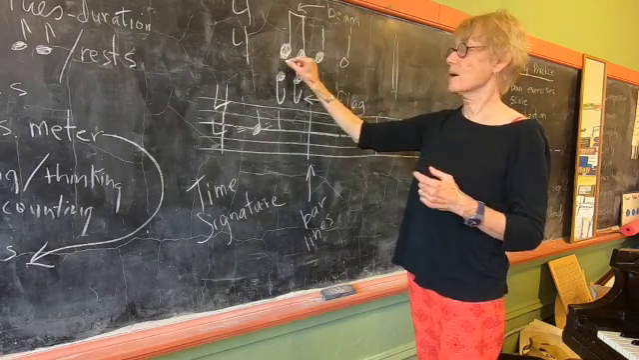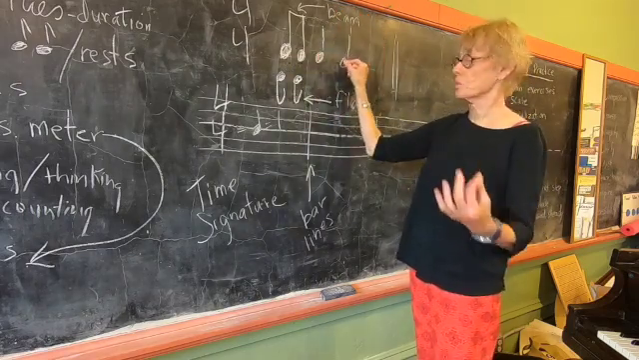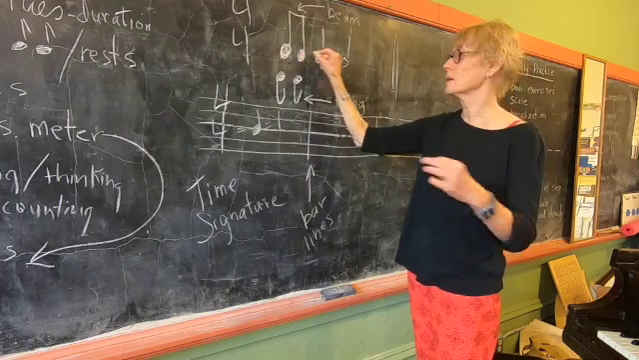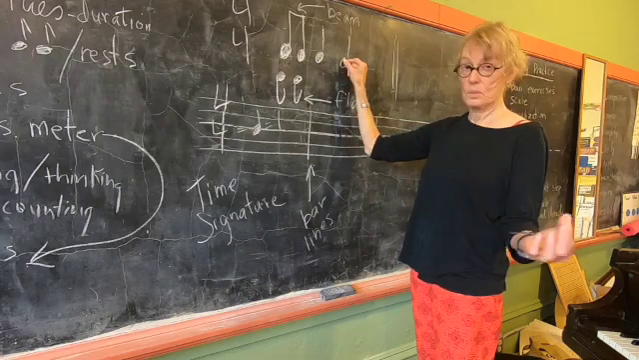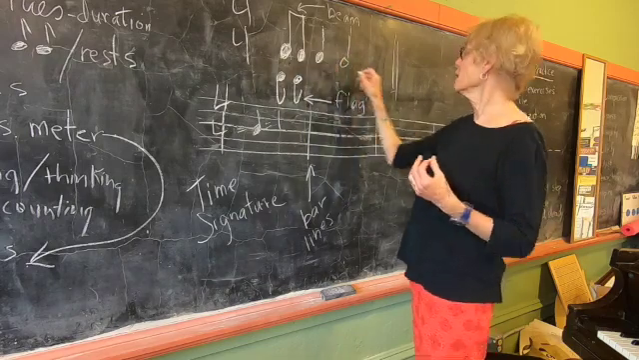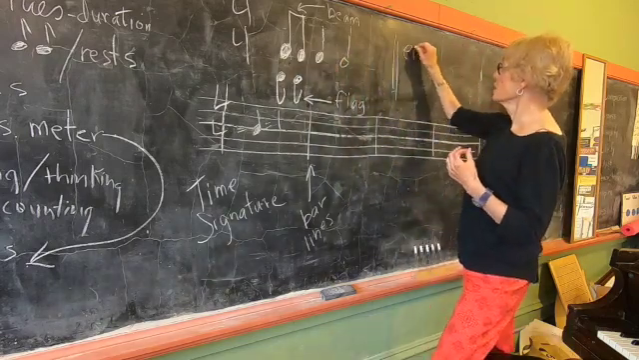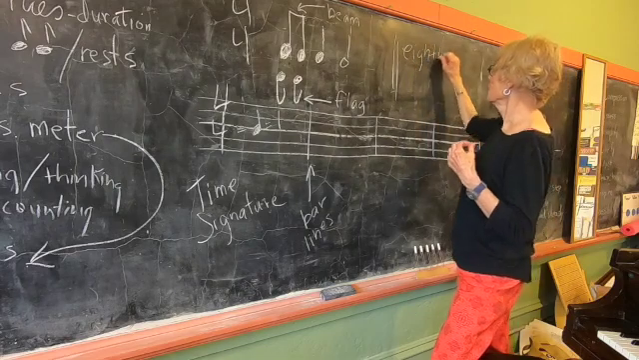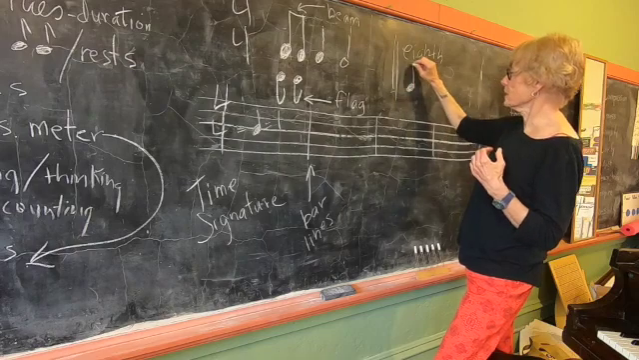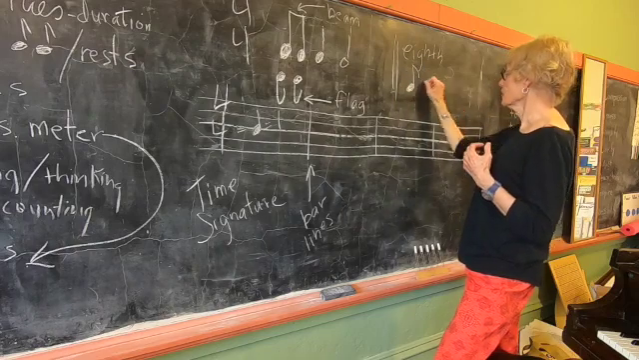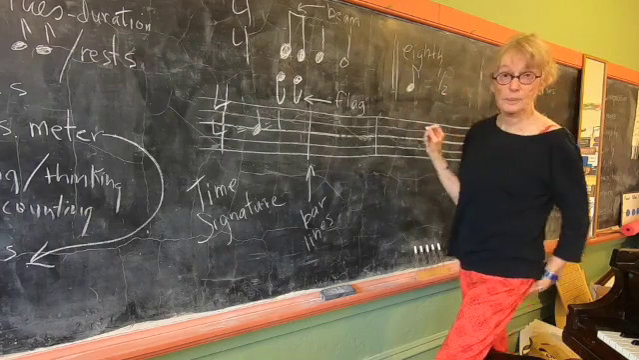And now we have 1 and 2, 3, 4, 1 and 2, 3, 4. These are 8th notes. An 8th note has a stem, a solid body, and a flag, and it gets half a beat.